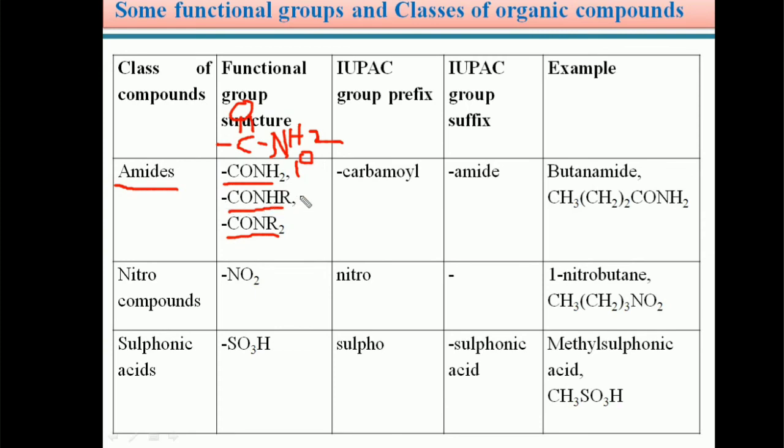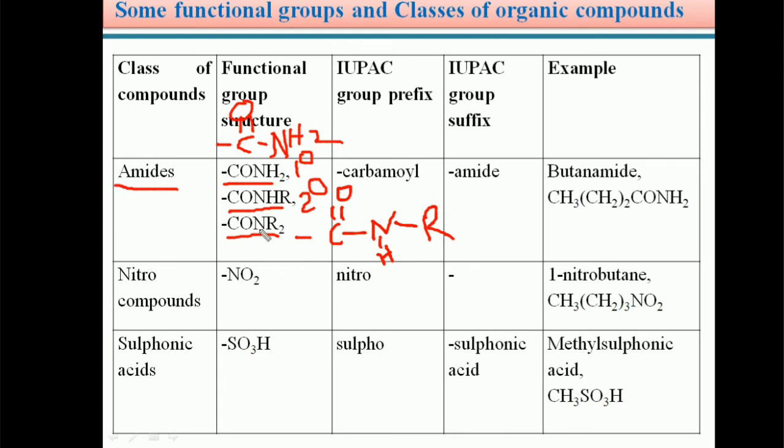In case of secondary amide, the structure is like this, students: C double bond O, and this carbonyl group is directly connected to nitrogen, and this nitrogen is connected with hydrogen and 1 alkyl group. So students, this is a secondary amide.